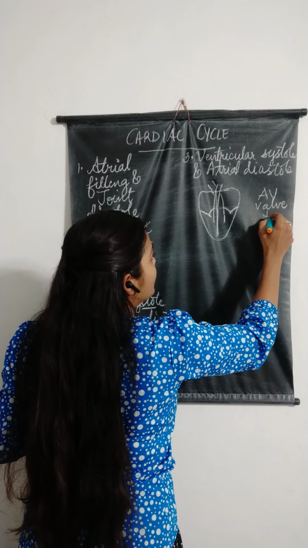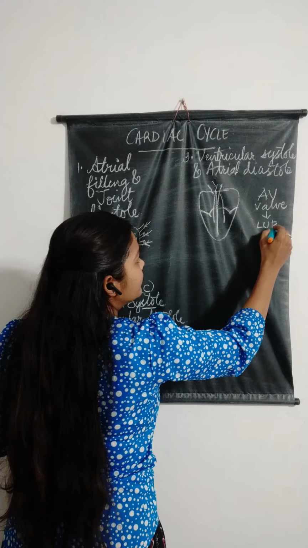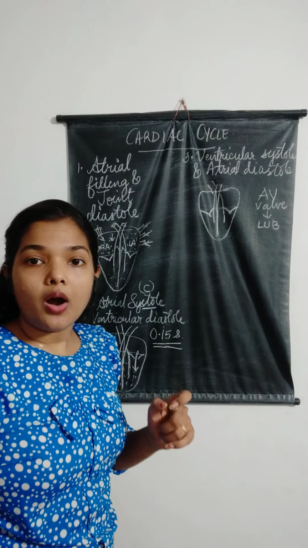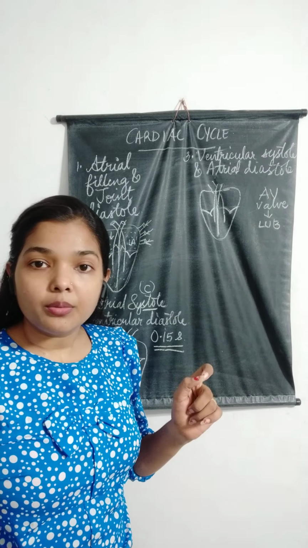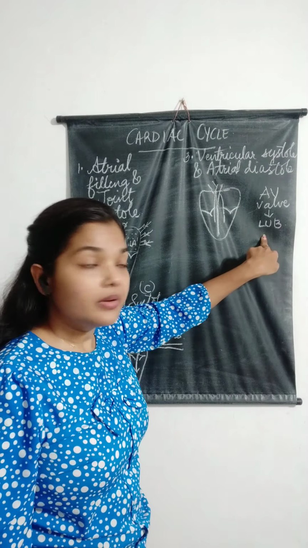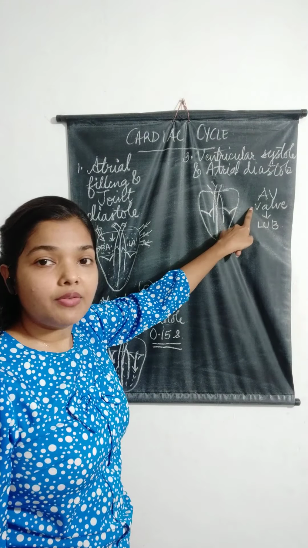Closure of AV valve gives rise to a sound called lub. When you hear your heartbeat with the help of a stethoscope, you will hear the sound lub and dub. So the first sound lub is made because of the closure of AV valve.